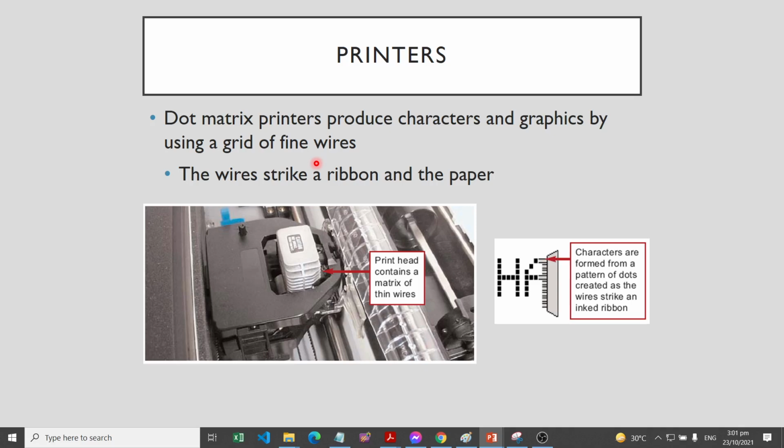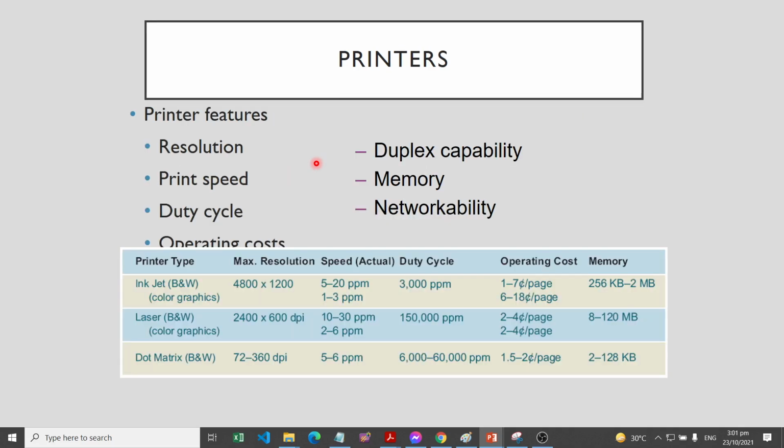Now, printers differ in resolution, print speed, duty cycle, operating costs, duplex capability, memory, and network capability. Resolution refers to the quality or sharpness of printed images and text, which depends on the printer's resolution. Print speed is measured either in pages per minute or characters per second.